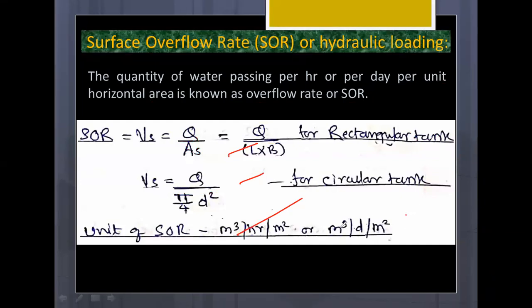Some authors use the unit like this. They write the unit as meter cube per meter square per day. Okay. But writing the unit like this is more logical or more sensible, because here we get the idea about the unit of discharge and here the unit of area. So we can say directly from this formula, discharge per unit area. So write down the title, the definition, then the formula in your notebook.